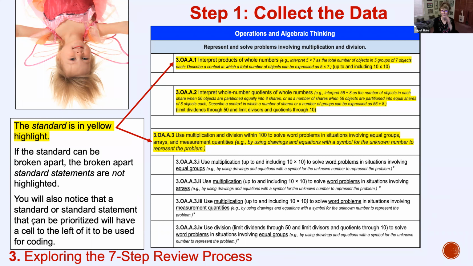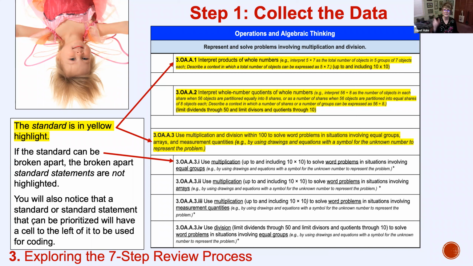But again, to show you how this looks, all of the standards themselves in totality are done in yellow highlight. But you'll notice if the standard can be broken down, then you'll see it, but it's not yellow highlighted. And we use little Roman numerals, actually, to say this is the standard, but now here is the broken apart version that we're looking at.